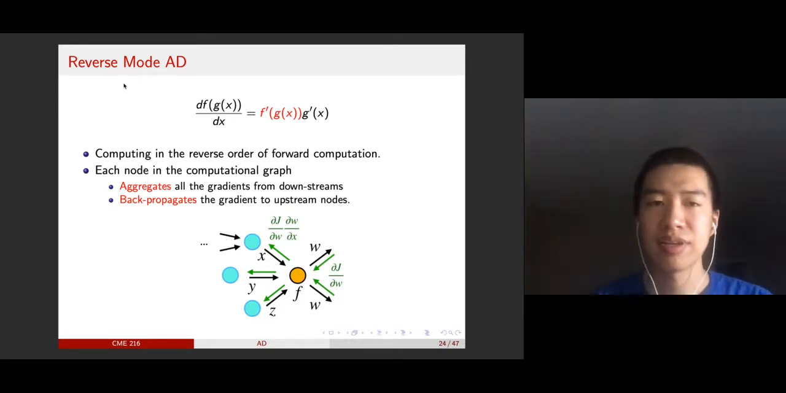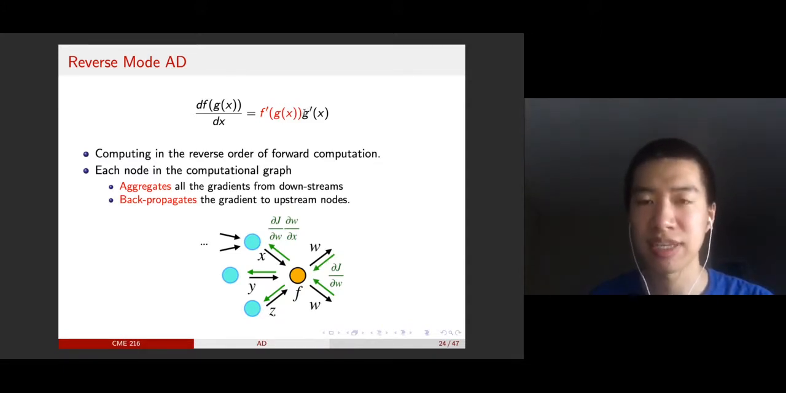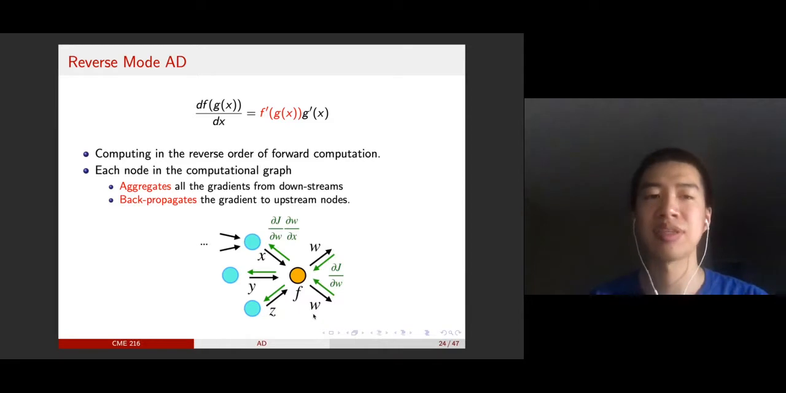rule. If you look back on the slides, in forward mode automatic differentiation you will see that forward mode automatic differentiation evaluates g'(x) first. But in reverse mode automatic differentiation, it evaluates f'(g(x)) first. So that's in reverse order of the forward computation. And this is an abstract description of reverse mode automatic differentiation.